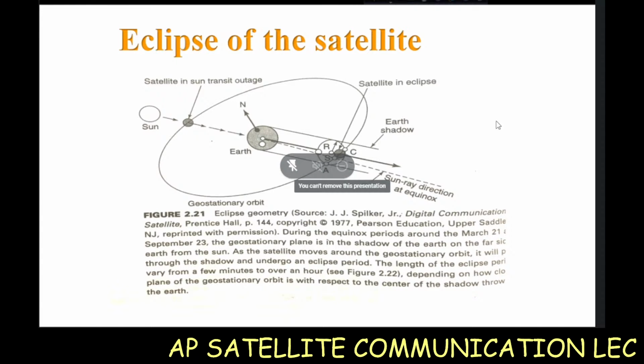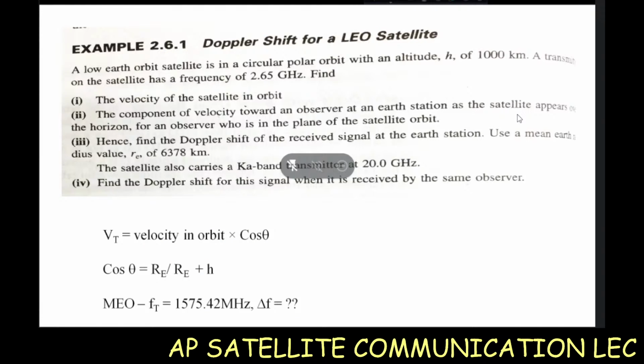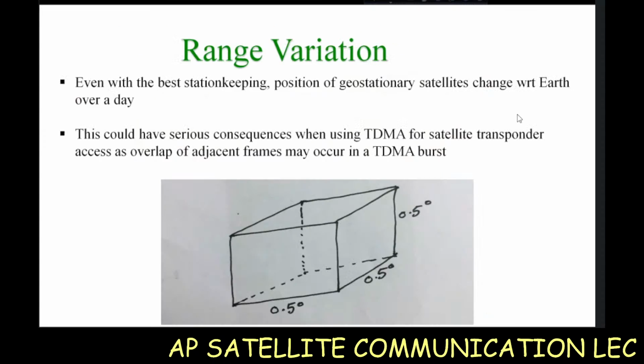Now the next phenomenon that we would like to discuss is what is known as the variation of the range of a satellite. Remember, all of these effects that we are discussing are observed phenomena when we try to communicate with the satellite, whether it is the Doppler shift, the eclipse of the satellite, or this particular effect which is known as the variation of the range, or range variation.